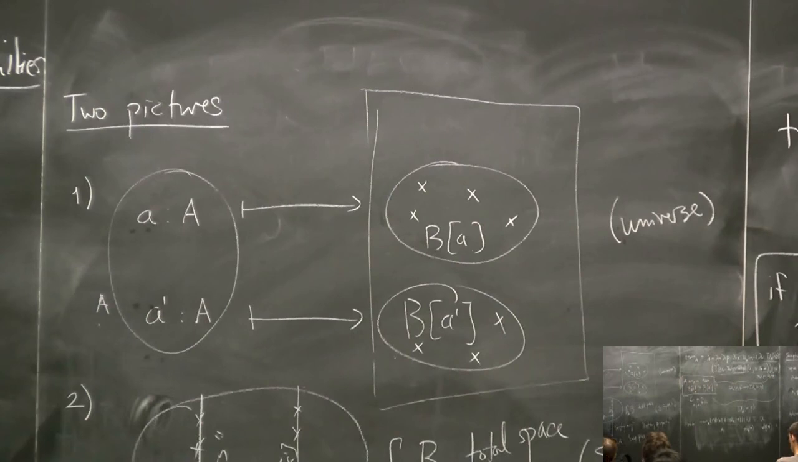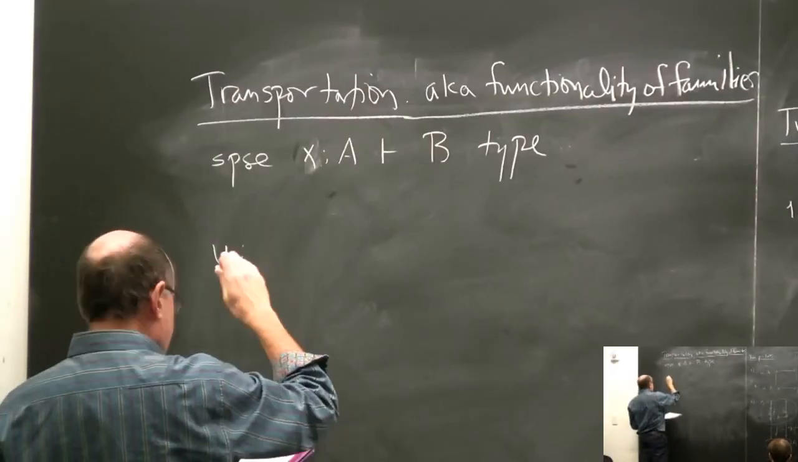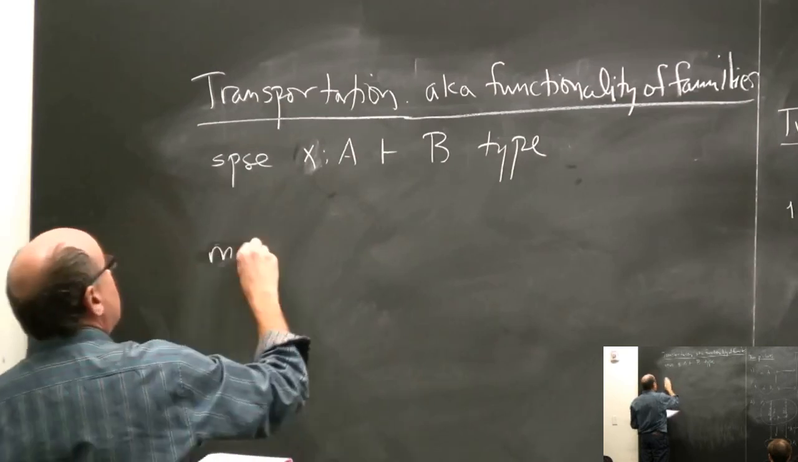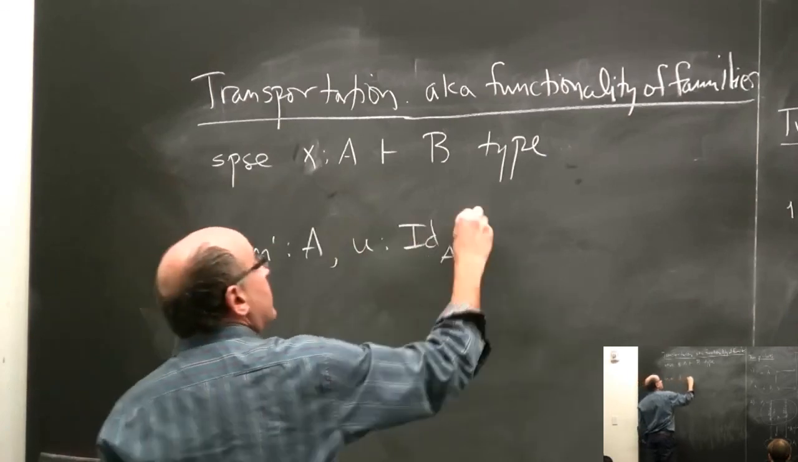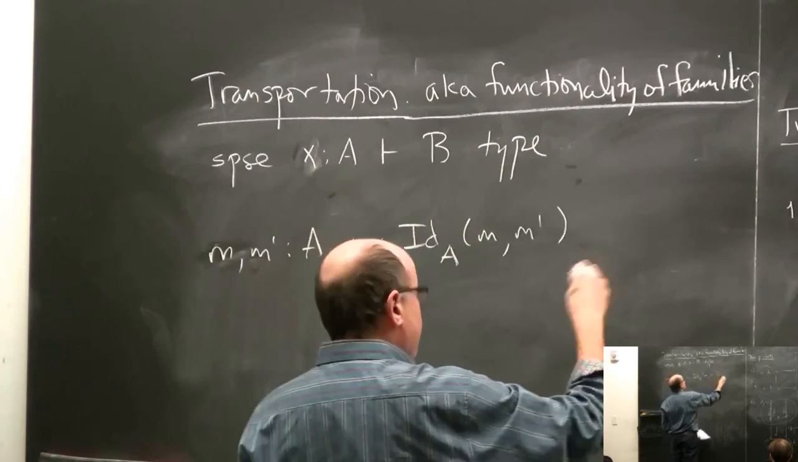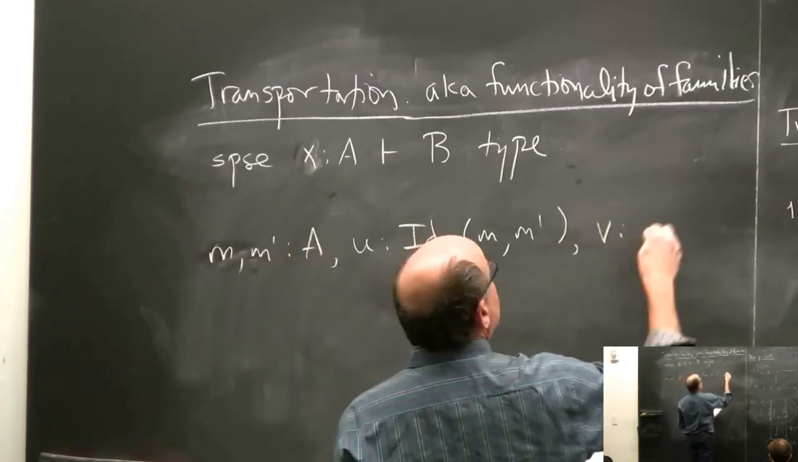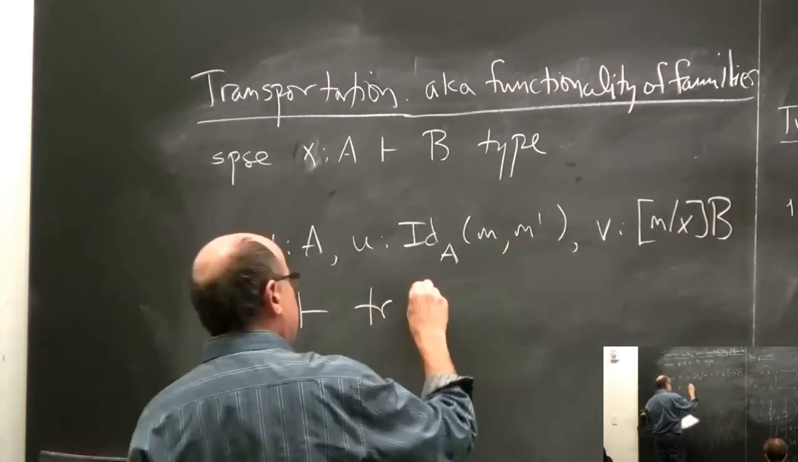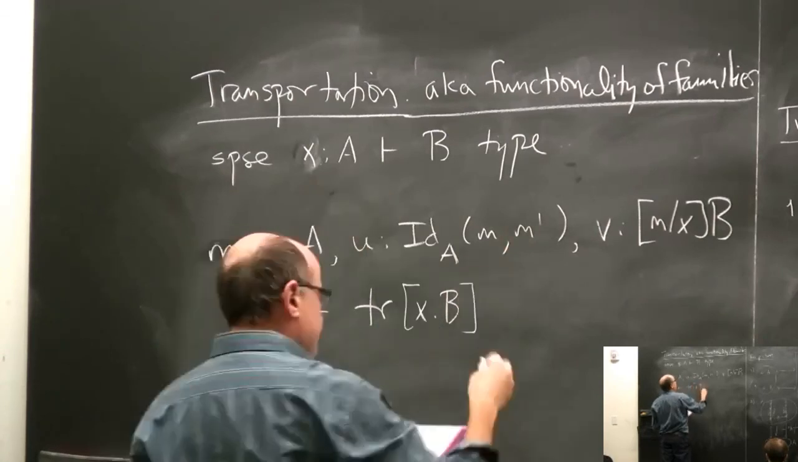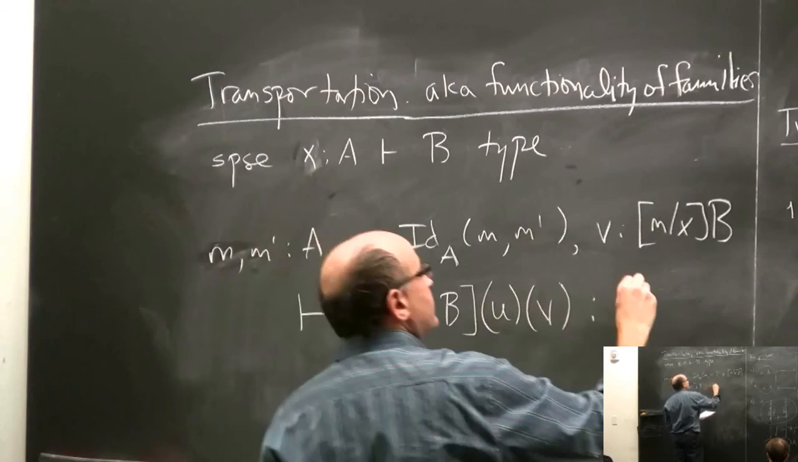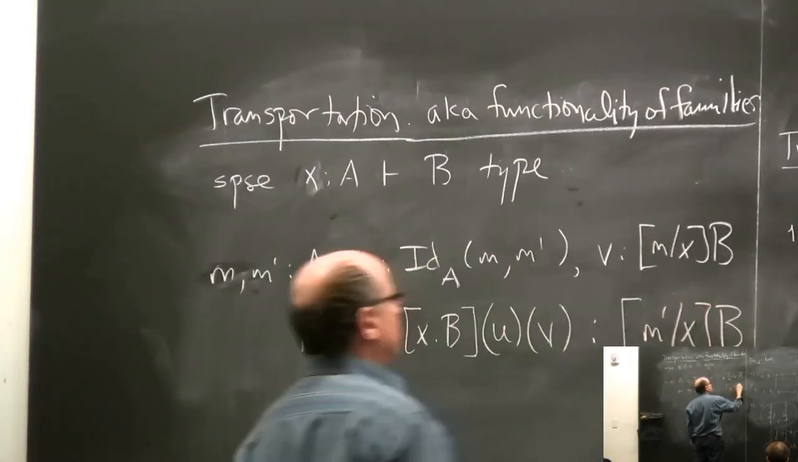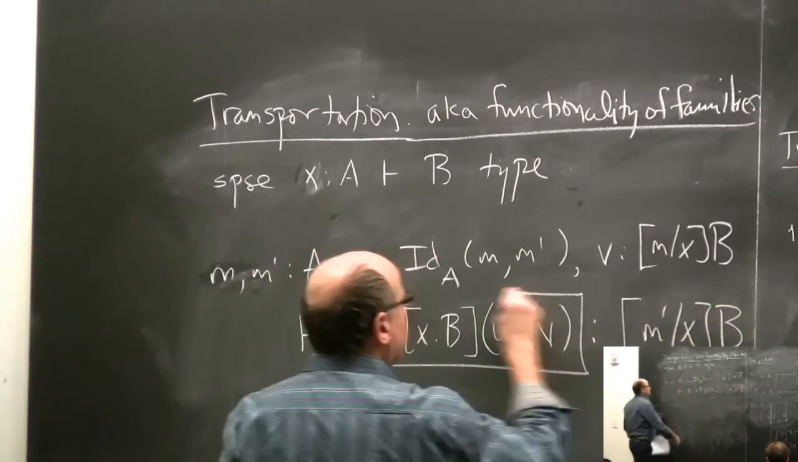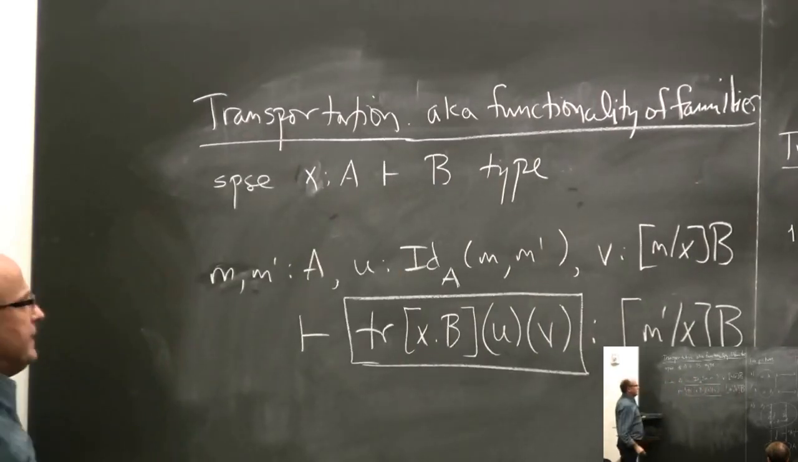So the ground zero for this, the way we get started, is with transportation. I want to say there is a map with the following property. So let me just get my notation down here. I have M and M prime in A. I have U, which is an identification of M and M prime. And I have V, which is in M for X.B. Then there's a map called transport, for the family X.B that I'm dealing with here, taking U and V and giving me something in M prime for X.B. So I claim there exists such a thing, and I have to define that. That's what I want to do.